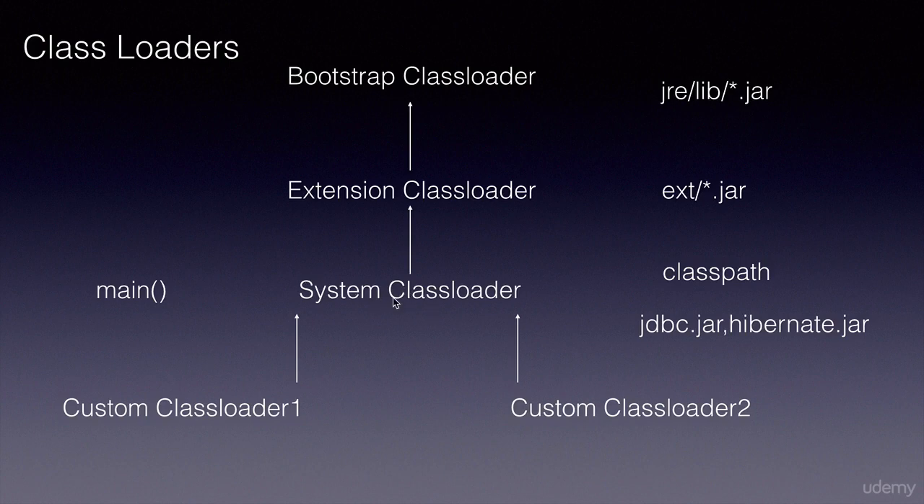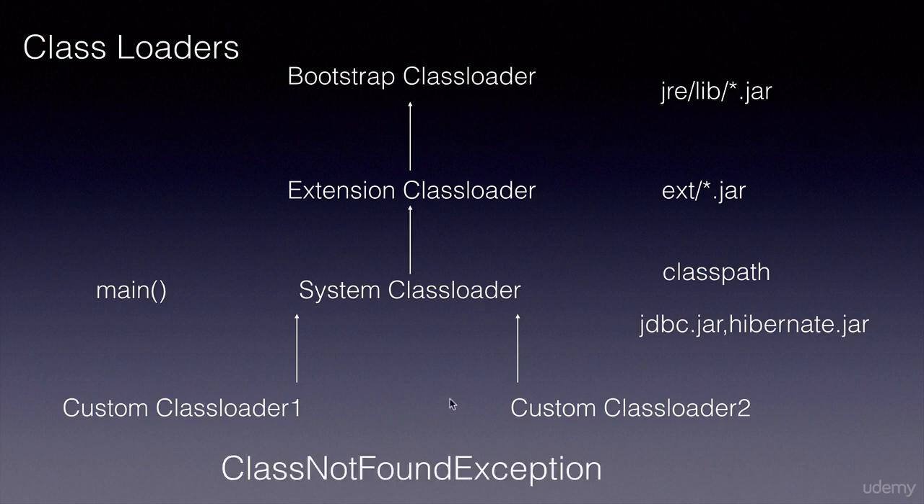And the child class loaders, before they load a particular class into memory, they will request the parent to load it. And if the parent already has loaded it, then there is no need to load it. That way, our application will perform better. And these class loaders, if the class could not be found when they are trying to load it, then they will throw a class not found exception. The JVM will throw this exception.